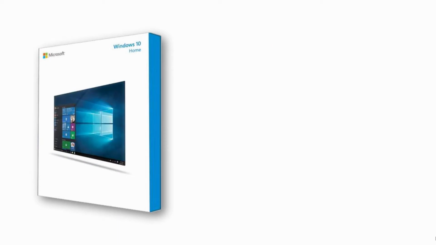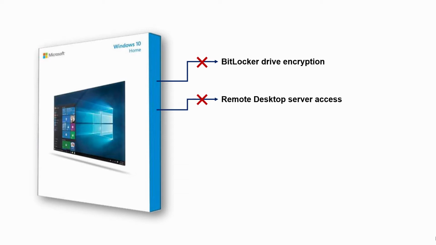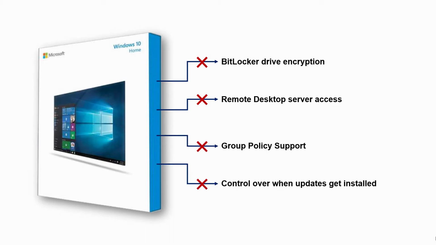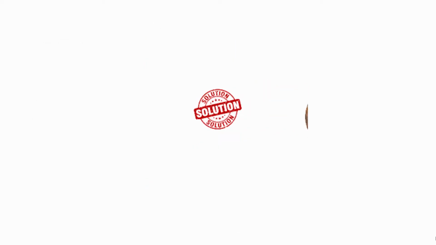Not only a feature like BitLocker, but Windows 10 Home or Home Single Language lacks some of the crucial features you may need for getting some real work done. Remote desktop server access, group policy support, control over when your updates get installed, and the list goes on. Now, we need a solution.